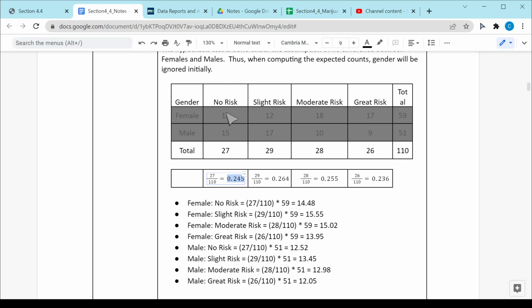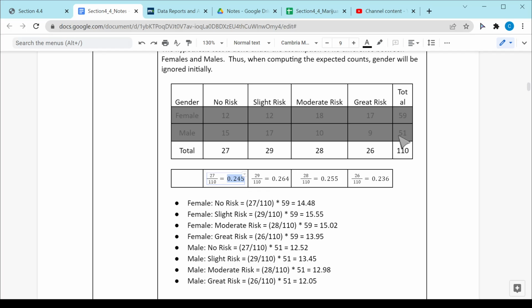Now, how many of those should be women and how many of those should be male? Well, to figure that out, what I need to do is just take the total for the women. There were 59 there, and just multiply that by the 0.245.